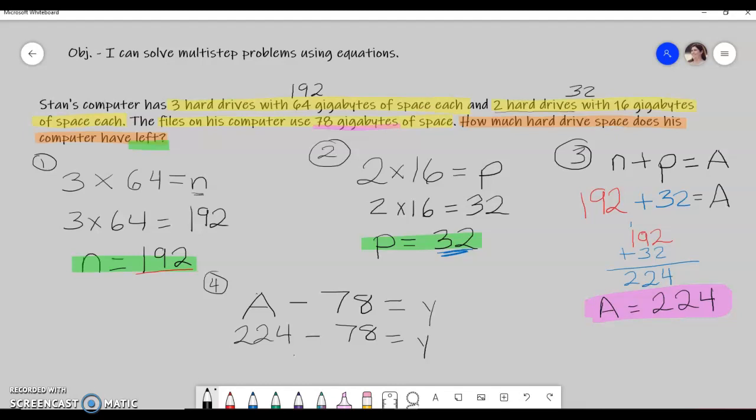Right, it is 146. So that means Y is 146. You've got to be kidding me, there's so many steps. So that means our answer is, how much hard drive space does his computer have left? He has 146 gigabytes left.